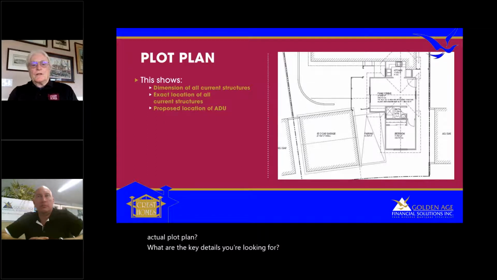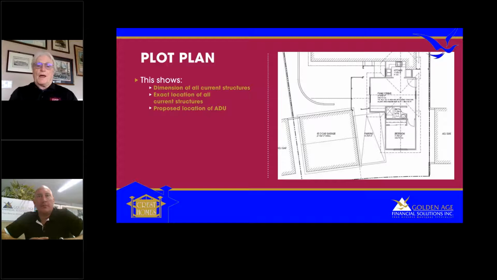Specifically, we're looking for the exact location of all the structures. Some structures may not even appear on the topo, depending on when the topo was done and when the structures were located on the property. The finished plot plan will show the location of all the current structures on the property, whether they're permanent or not. It also shows the exact dimensions of any and all structures and fixtures, such as an attached or detached garage, a shed, pool, or workshop. And what will those specifics help us do?